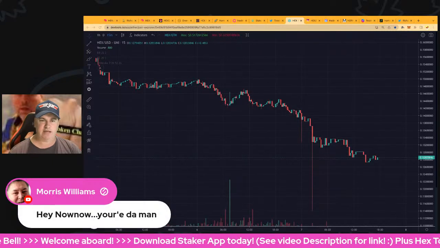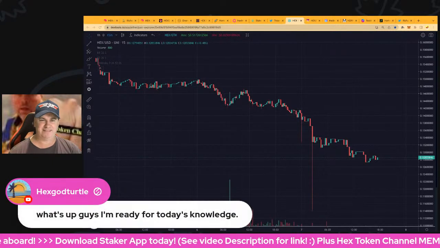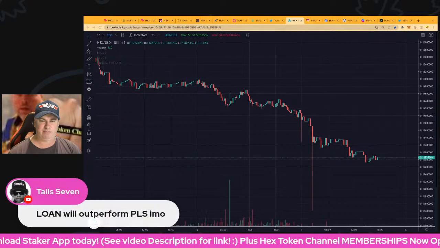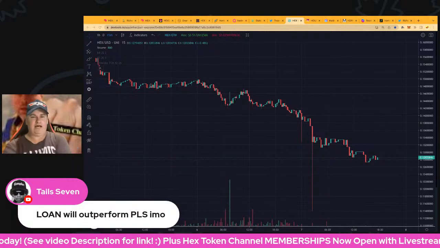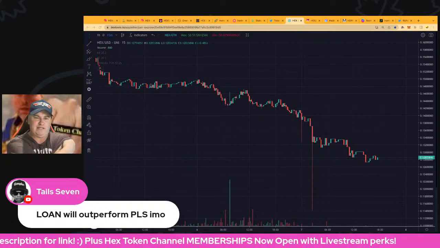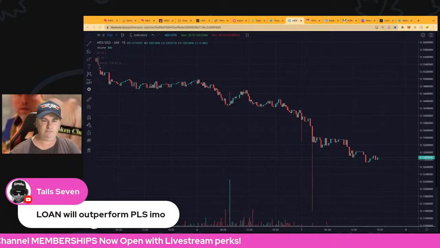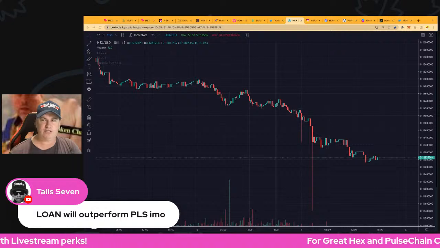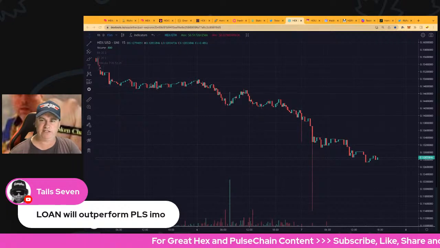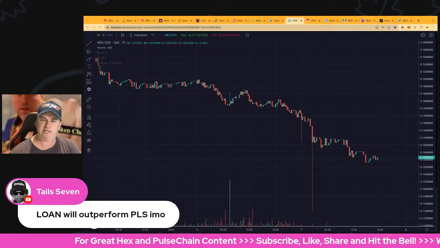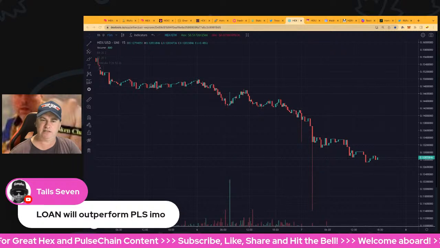Morris Williams in the house. Hey, now, you're the man. Yeah, that's true. Loan will outperform PLS in my opinion. No, I don't see that, Tails, but I do think it will do very well. That's for sure. Now I understand probably where you're coming from there, Tails, with the leverage lending side, but yeah, we'll see.